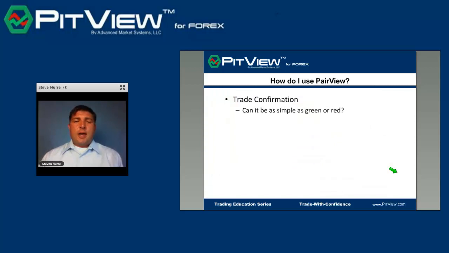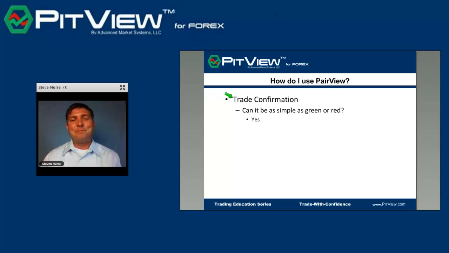So the question you're going to have is, can it be as simple as just green or red in those columns? If it's green, buy. If it's red, sell. Well, for trade confirmation, the simple answer to that question would be yes. It can be that simple. Because for trade confirmation, all you want to know when you're trading in your method is that you are trading alongside the big money. And if PitView is just green or red, yes, it works very well as a trade confirmation indicator.